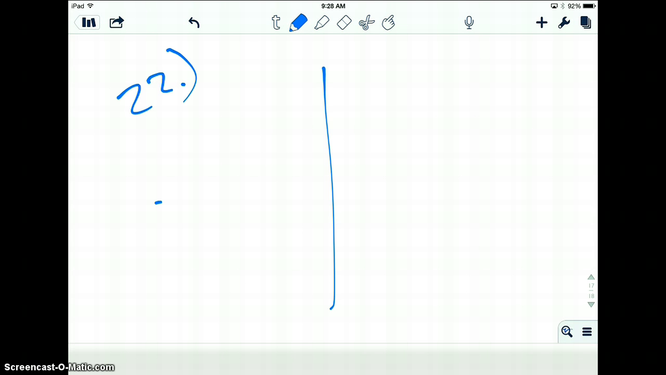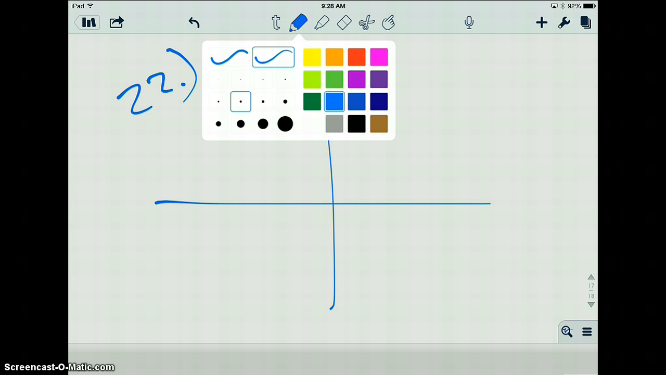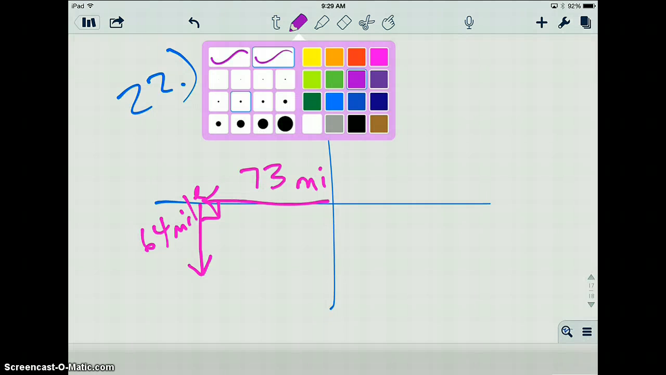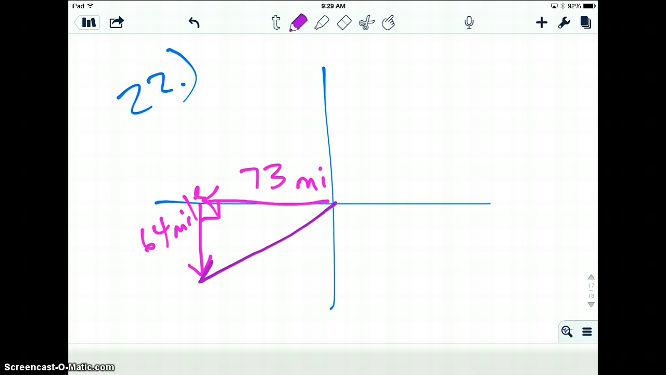Alright, so the picture I would draw on my coordinate plane would be 73 miles west. So I'm going to go this way. 73 miles. I'm going to label that. There's my first vector. And 64 miles south. 64 miles south. So I know that's going to be 90 degrees. And then what are the magnitude and direction of its flight vector? So its flight vector is going to be this right here.